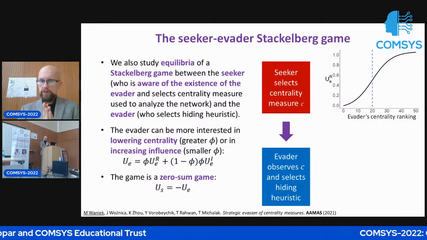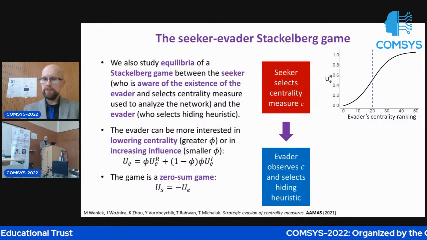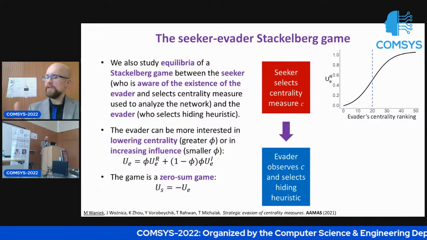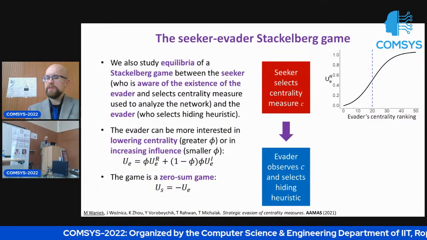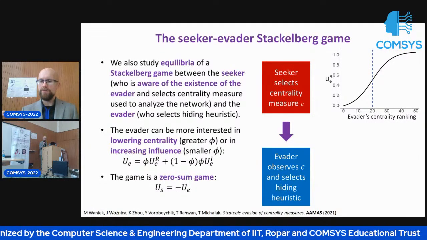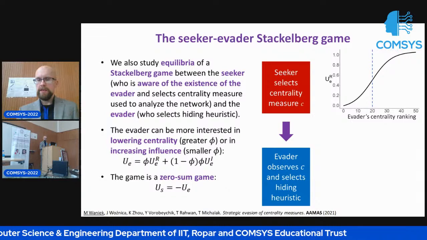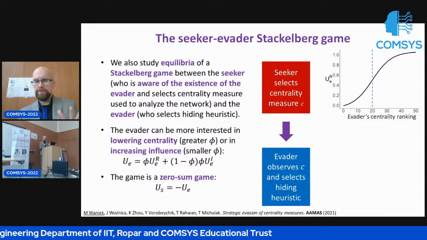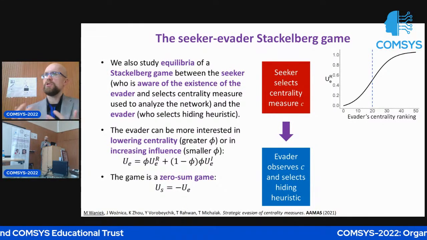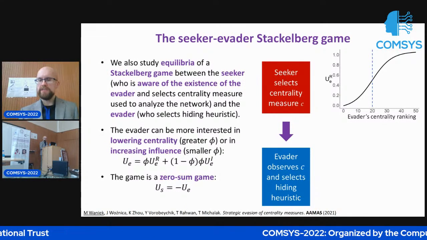So when we take a look at the utility coming from the centrality ranking, we have a particular ranking, a particular value, in this example 20, which we assume is a satisfying value for the evader. And if the evader is very close to the top of the ranking, so if the position of the evader is 1, the utility is 0.